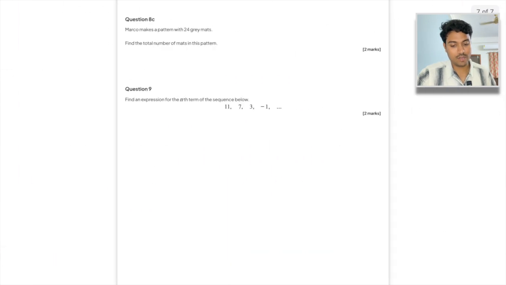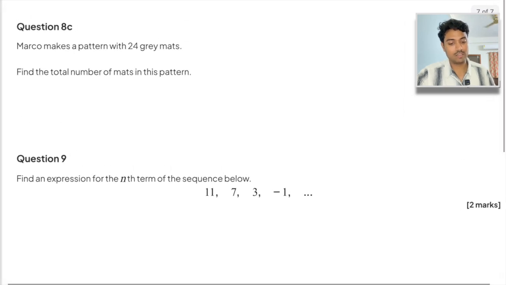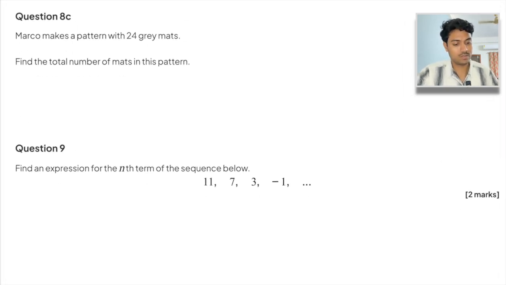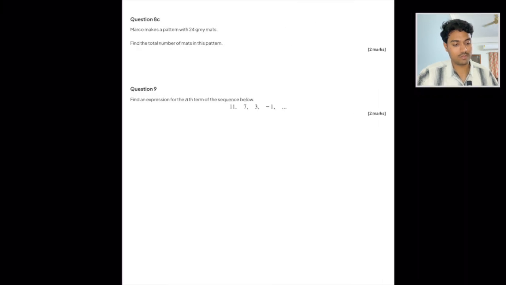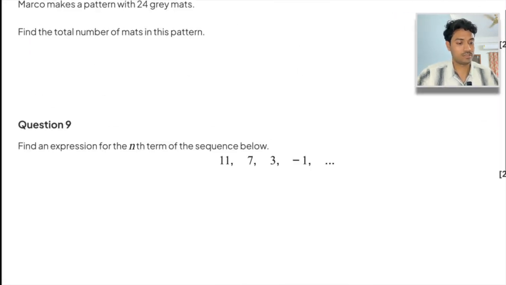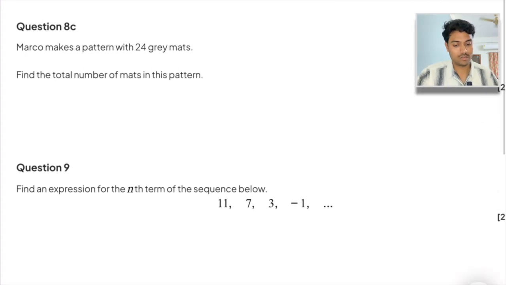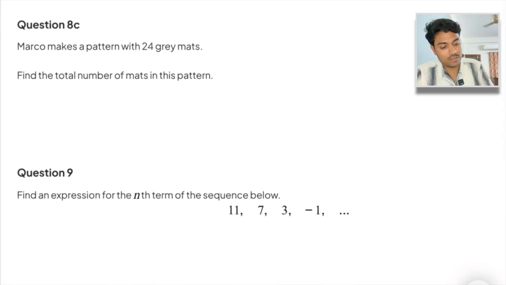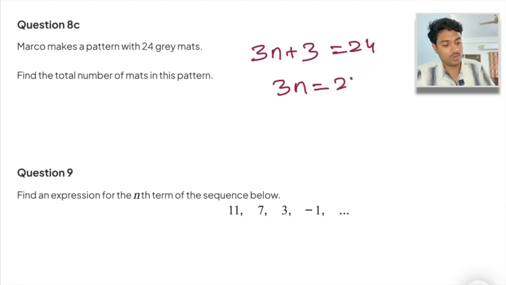8c, it says Marco makes a pattern with 24 gray mats. Let's check. It says find the total number of mats in this pattern. So we have 3n plus 3. 3n plus 3 equals 24. So 3n equals 24 minus 3, 21. n equals 21 by 3. So n equals 7.